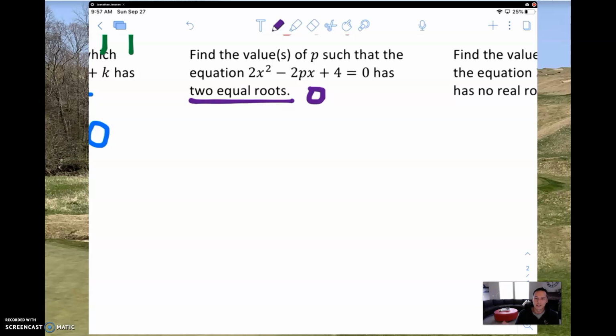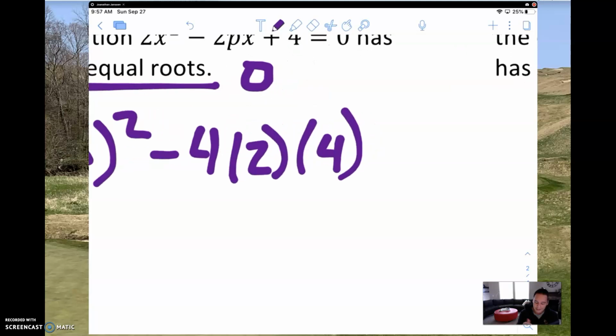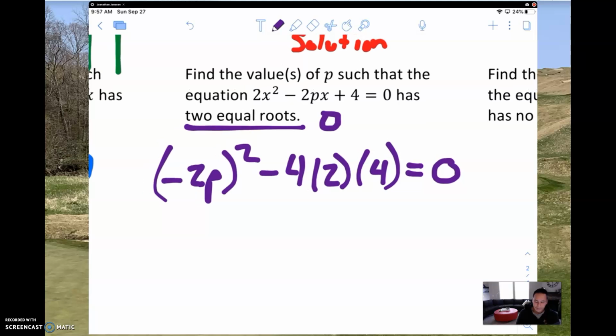So now we're going to use our discriminant formula, where we have b squared, so your b in this case is negative 2p, and that's going to get squared, minus 4 times a times c. And that discriminant, because there are two equal roots, has to be equal to 0. So it's not an inequality this time. This time we're saying it has to be exactly equal to 0. So we set up an equation.